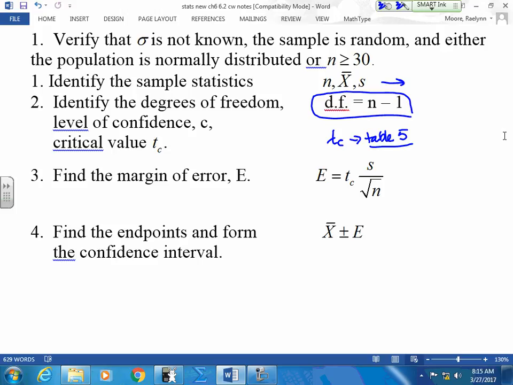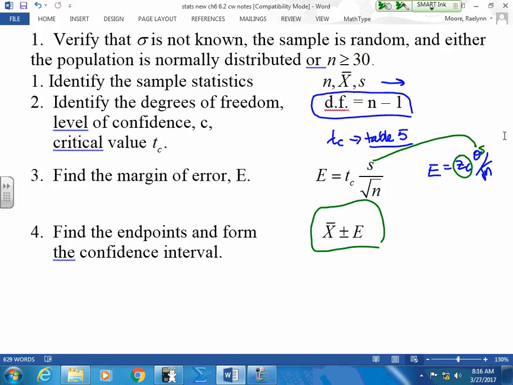Notice this is a little bit different. What was it before? zc times population sigma over square root of n. What changed? Instead of a zc, it's a tc. And instead of a population standard deviation, it's just a sample standard deviation. Really, it's kind of like invisible. This zc is now my tc. My population is now my sample. The rest stays the same.